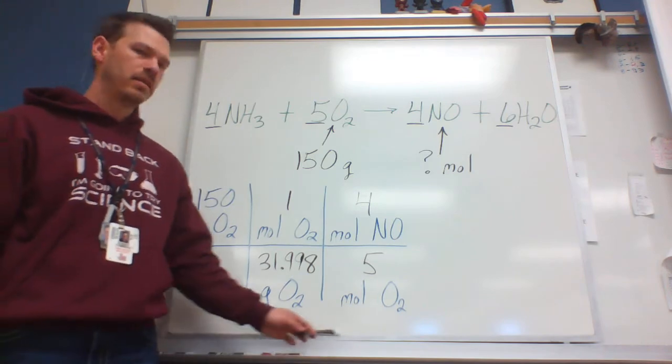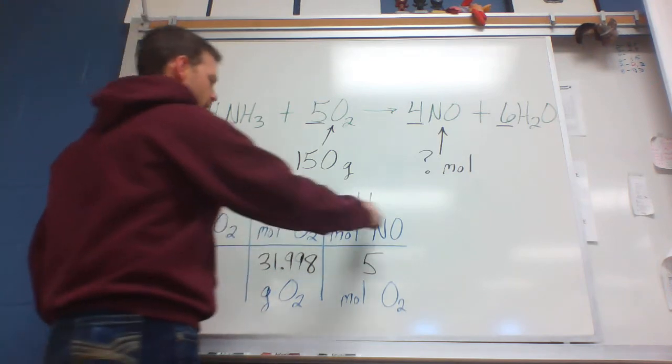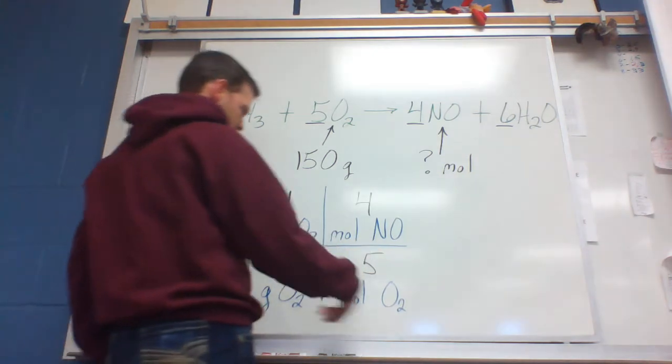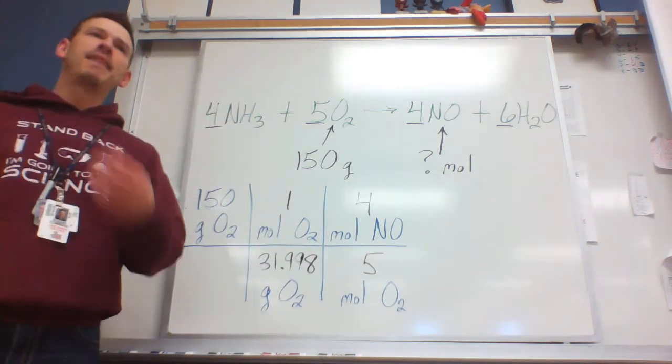Do you remember how to solve these? Multiply across the top, get a number. Multiply across the bottom, get a number. Divide the top number by the bottom number.